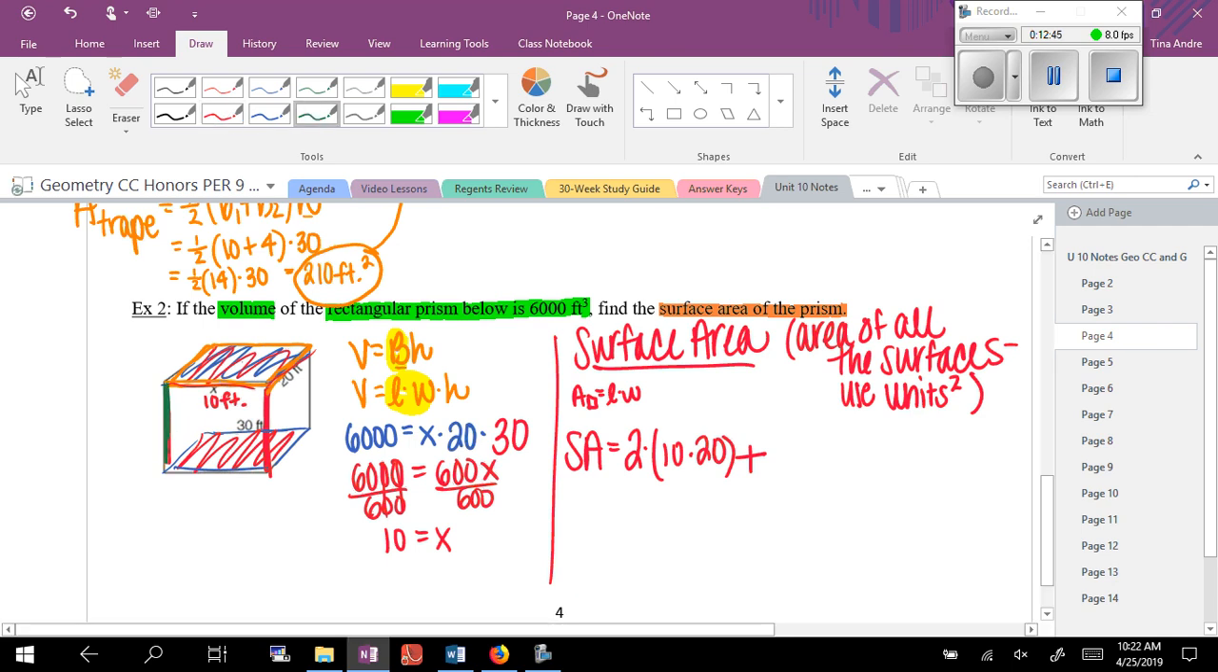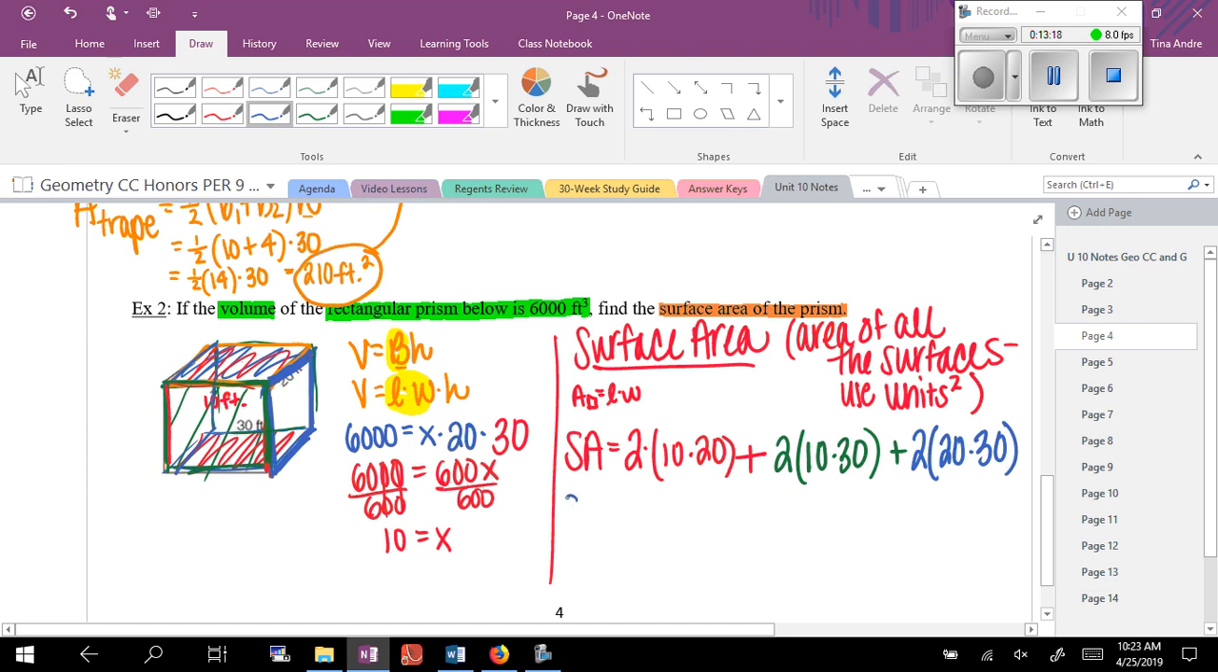Let me pick a different color here. So the front and the back. So there'd be this front box and then the back box here that you can't really see now. It just looks like a scribbled mess. But this is going to be 10 times 30, the front and the back. So 2 of those. And then the last piece that I need to do are the sides. So I never did the sides. So the sides are 20 by 30. So there's going to be 2 of those as well. So 2 times 20 by 30.